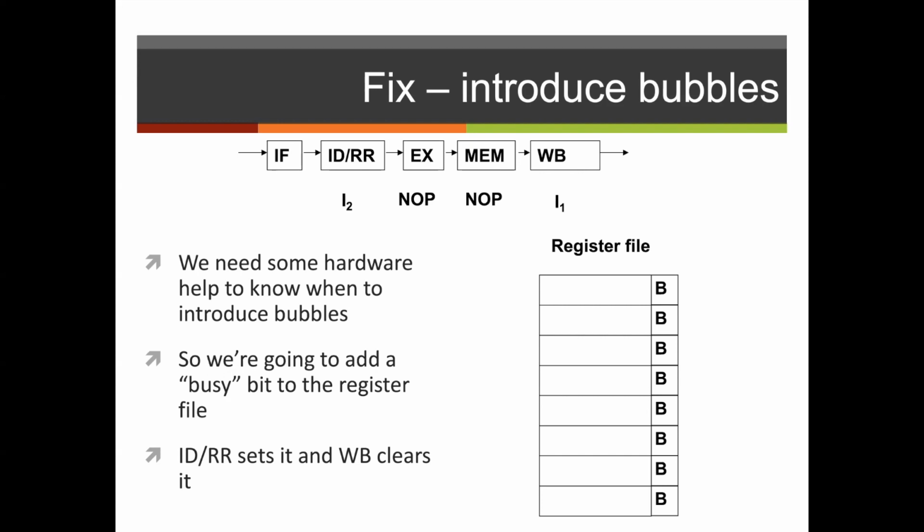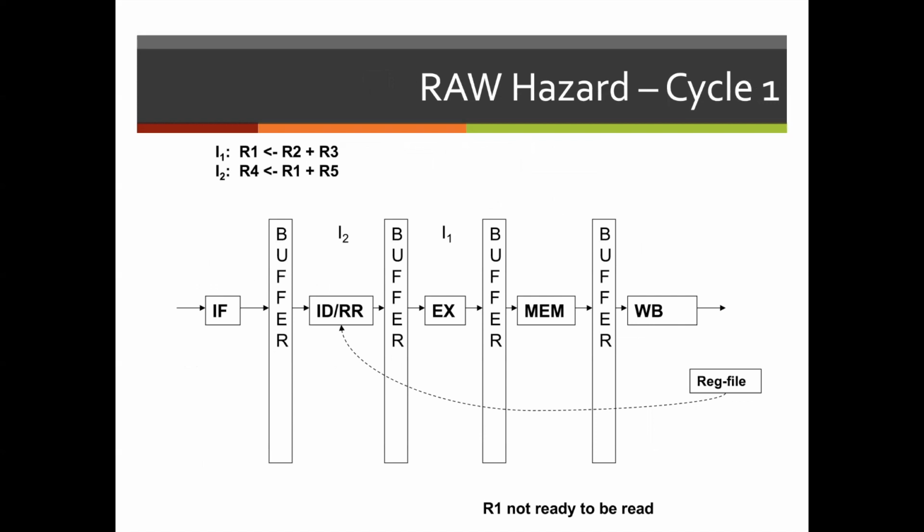So this results in when I2 gets to the IDRR stage, it'll find the busy bit is set for R1, and then it will need to stall. And then once 3 cycles have completed, the busy bit will then go away. And so let's walk through the example to see how this occurs.